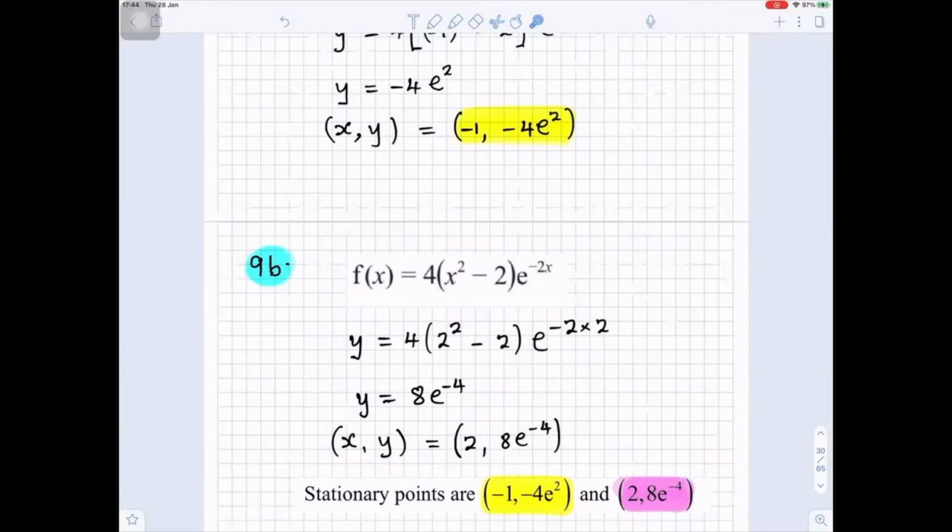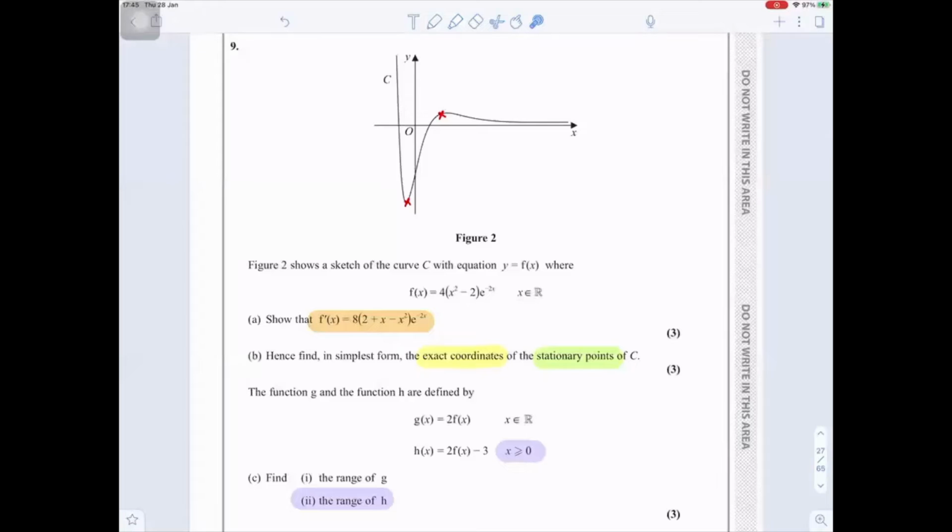So your stationary points, there are 2 of them: minus 1 and minus 4e squared, and 2 and 8e to the minus 4. Always give the x and the y, x and the y. Question 9c. Find i, the range of g and the range of h.